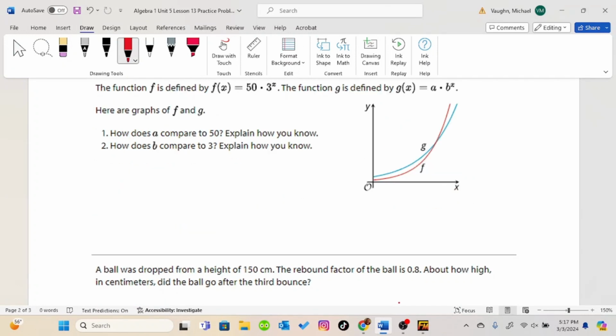The function f is defined by f of x equals 50 times 3 to the power of x. The function g is defined by g of x equals a times b to the power of x. Here are the graphs of f and g. Number 1, how does a compare to 50? Explain how you know.